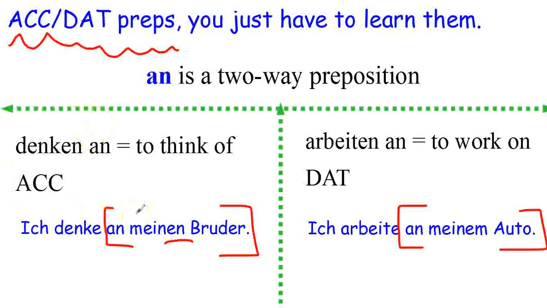So when you have the two-way prepositions, you're just going to have to memorize them and get used to them. So denken an, always accusative. Arbeiten an, always dative. So they both utilize the same preposition, but this verb-prep combo is different than this verb-prep combo.